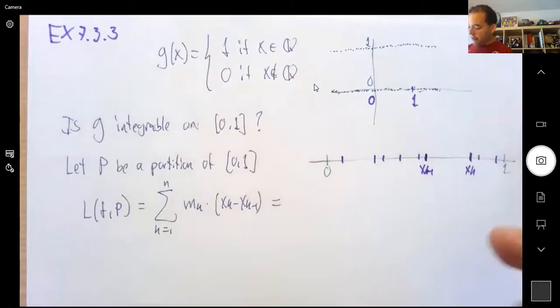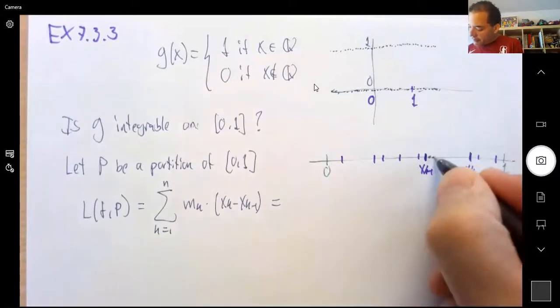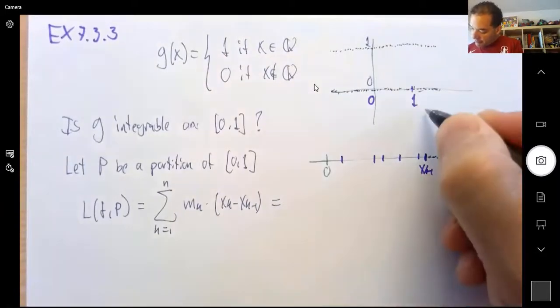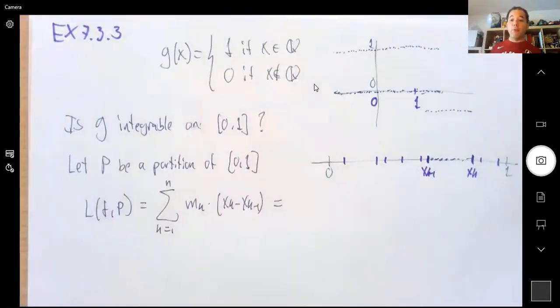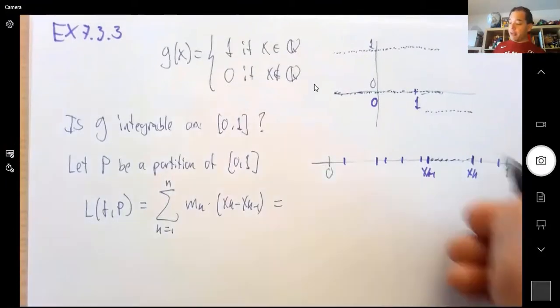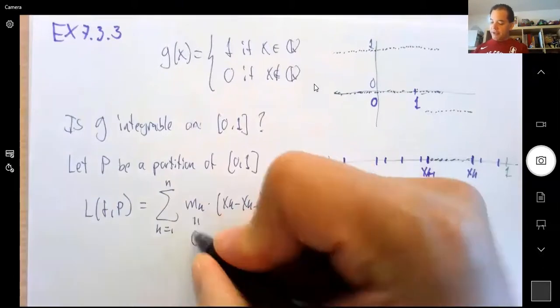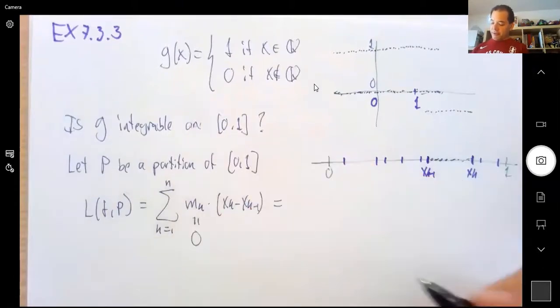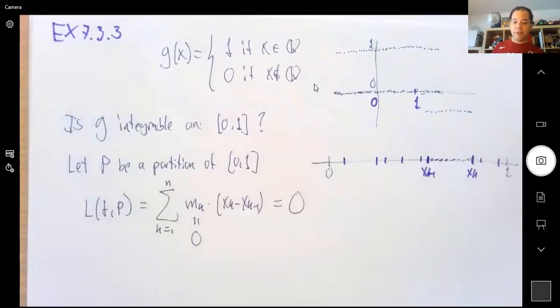And in between these two, what is the infimum of the function? Well, over here, you're going to have a bunch of points that are 0, and some of them that are 1. So what is the infimum going to be? The infimum will be 0. The infimum will be equal to the minimum in this case, and it will be 0 because you're going to have a bunch of numbers that are 0. So m_k will be 0. So this is 0 no matter which interval you get. So 0 times anything means that the lower sum is always 0.